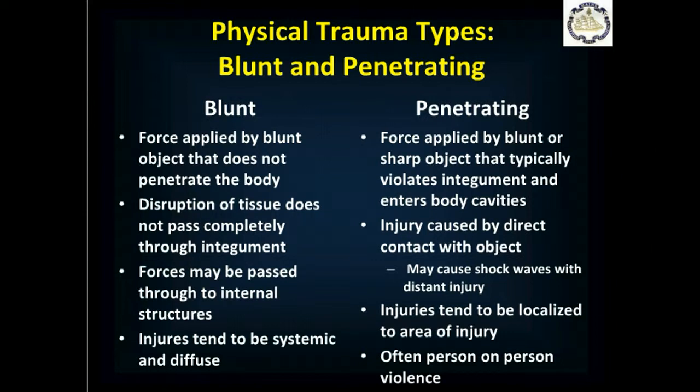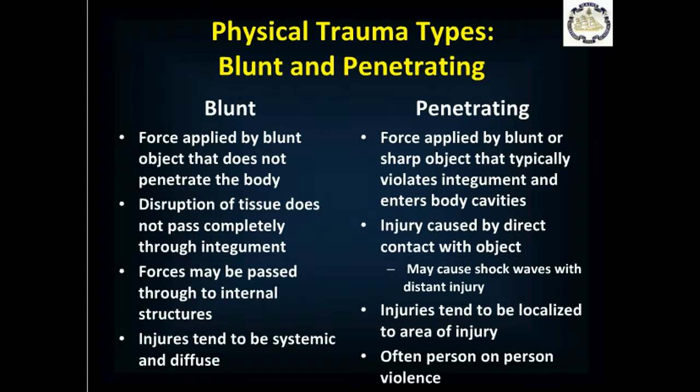In blunt trauma, there's force. The blunt object doesn't penetrate the body necessarily, although it can if there's enough force applied. The disruption of the tissue doesn't go all the way through the skin. So you can be hit by a hammer and have a superficial laceration or cut from that, but it's not an injury that penetrates deeper than the skin level.